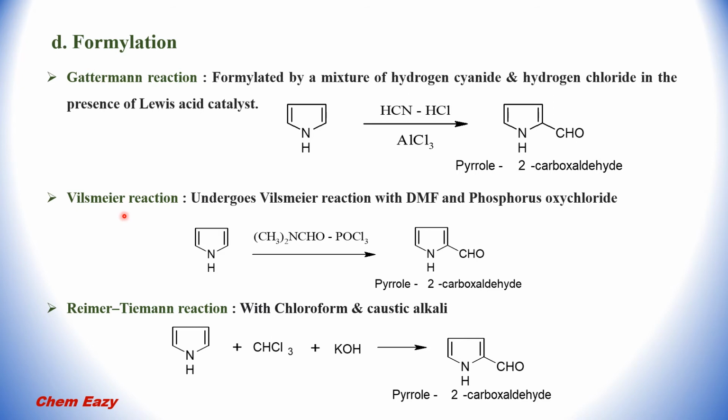In the Vilsmeier-Haack reaction, pyrrole is treated with a dimethylformamide and phosphorus oxychloride mixture, which also gives pyrrole 2-carboxaldehyde. And under the Reimer-Tiemann reaction, pyrrole is treated with chloroform in caustic alkali, that means chloroform and potassium hydroxide, which gives pyrrole 2-carboxaldehyde.